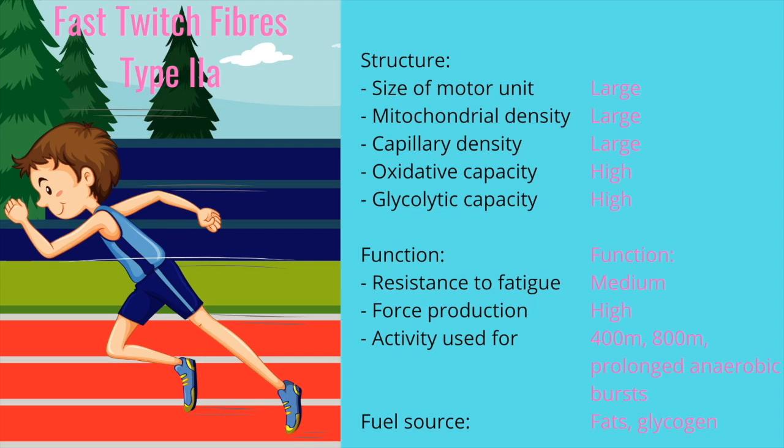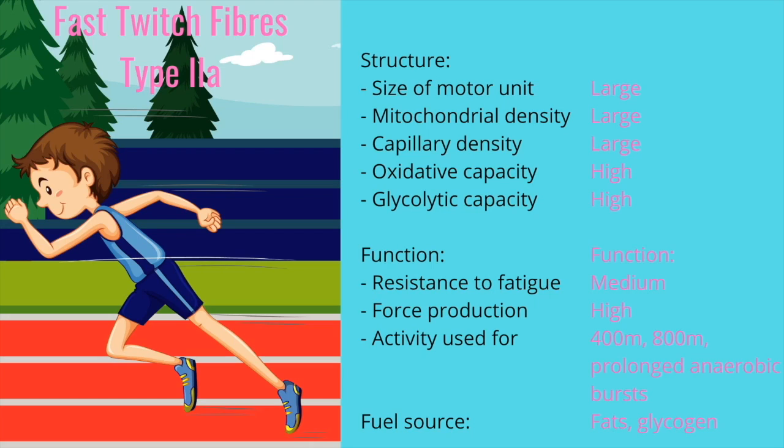And finally, we have type 2A fibres. Now, type 2A fibres are the love child of a type 1 and a type 2B. So just take all of the best qualities from both fibres, but not quite as much. So the size of the motor unit is large. It's not very large like the 2B, but it's large. So therefore, you can still create quite a forceful contraction.